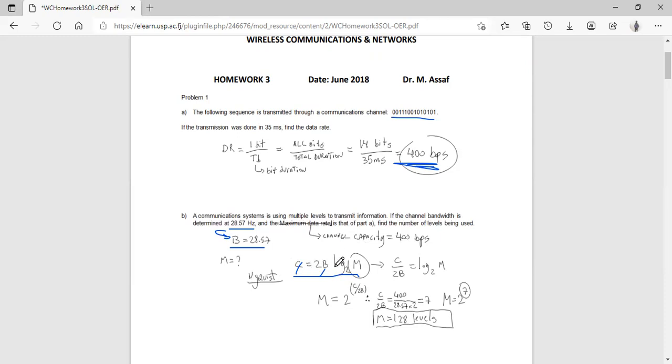We make M the subject of the formula, so M is equal to 2 to the power of C upon 2B. Then we directly substitute the bandwidth, 28.57, and the channel capacity, 400, to find our M value. When you evaluate, you get M equal to 128. Okay, is that fine?